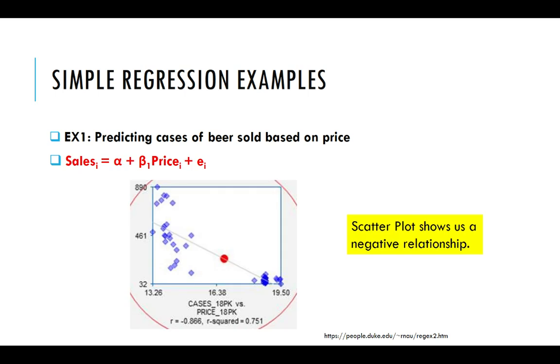And I found this example online, so somebody had already plotted a scatter plot. If we look at the scatter plot, we see that negative relationship. Again, do you see that those observations aren't all sitting on the line? That line is being fitted in a way that minimizes the squared errors. So we have a negative relationship here.